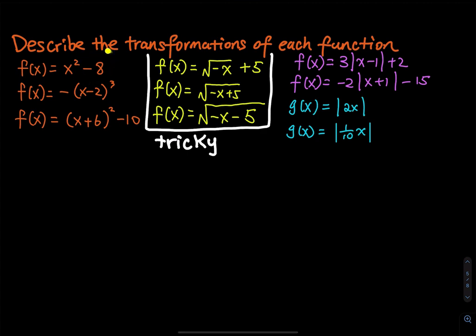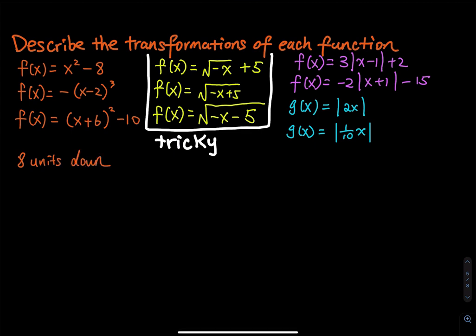The minus 8 is not right next to x. If you have x squared, you square x, and then whatever the product is, you minus 8. So the minus 8 means you shift the parabola 8 units down. So that is 8 units down. All right, so how about the next function?